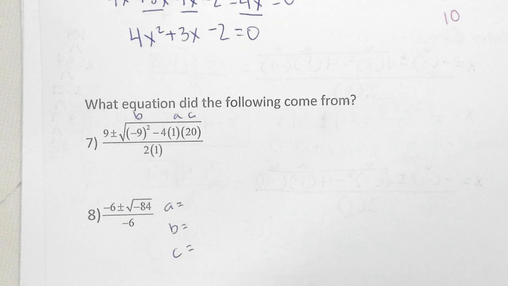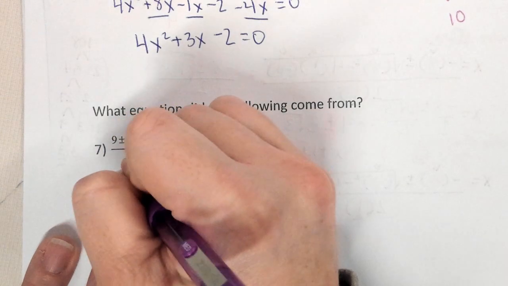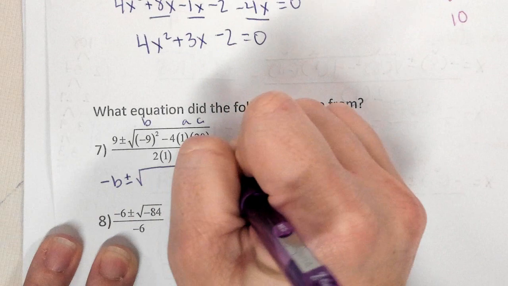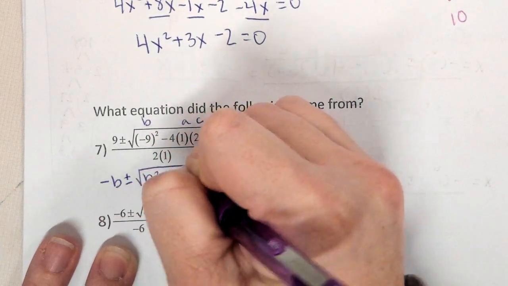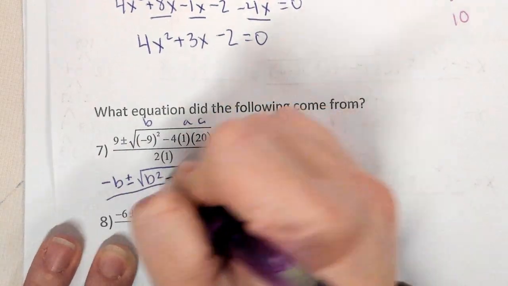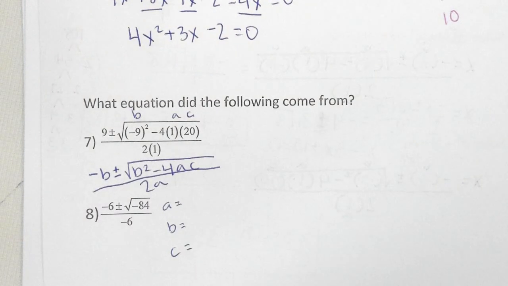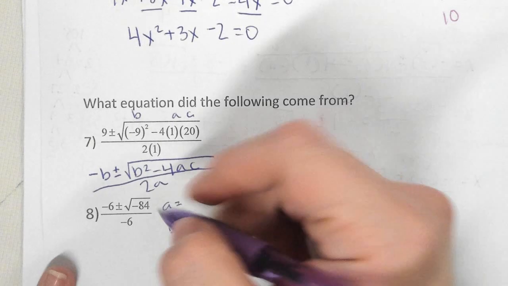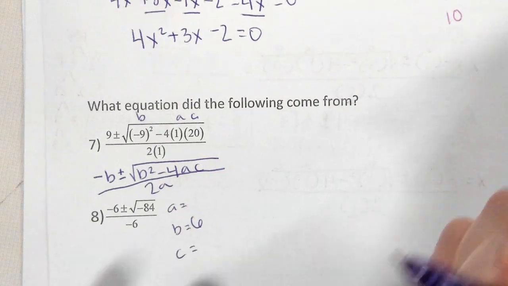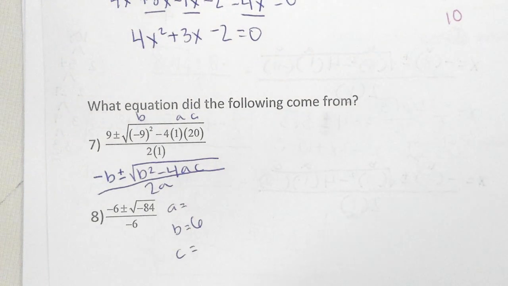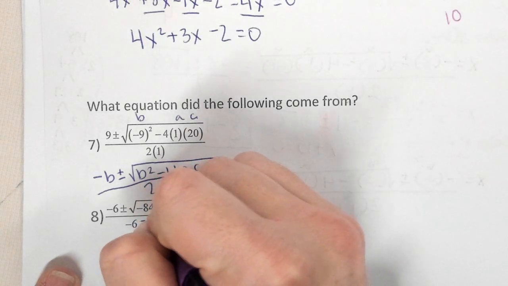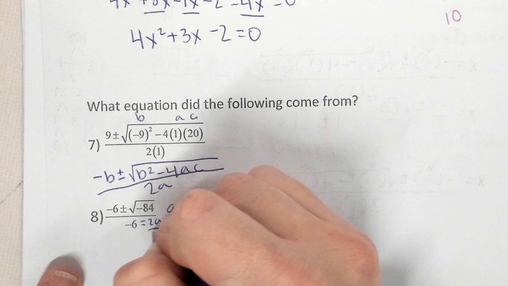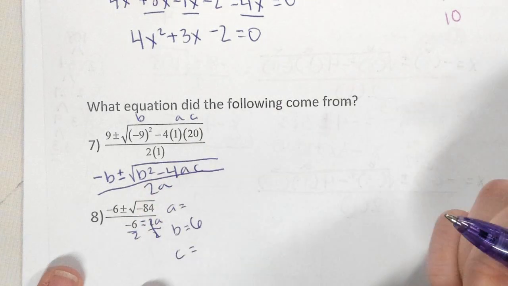Think of your formula. Negative b, plus or minus the square root of b squared minus 4 times a times c, all over 2a. So what do we know? B is 6. Positive or negative? Positive. Why is it positive? Because it's the opposite. What else can we find? What do we know about the denominator? It's 2a. So how would I solve for a now? Divide by 2, divide by 2. What's negative 6 divided by 2?